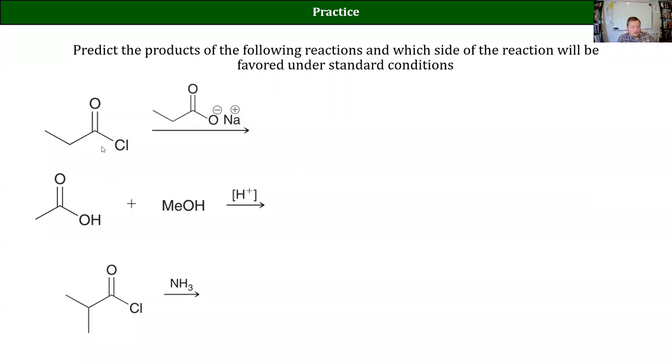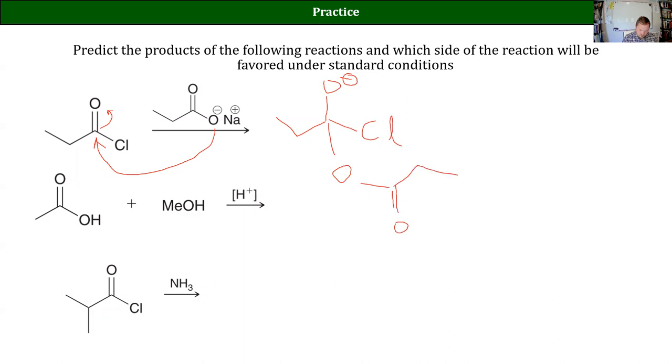All right, so for this first one, our nucleophile is a deprotonated acid. So the mechanism would look something like this to make the intermediate. So you wind up with an intermediate that would look like, I missed an oxygen in there. So our intermediate would look something like this. And then our leaving group would leave. And you remake that carbonyl bond.